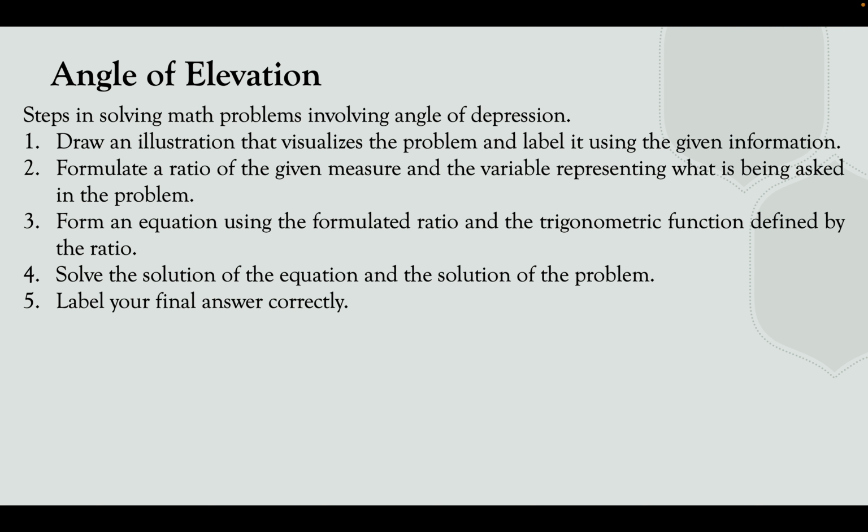Let us recall the steps in solving math problems involving angle of depression. It's the same as in the angle of elevation. First, draw an illustration that visualizes the problem and label it using the given information. Second, formulate a ratio of the given measure and the variable representing what is being asked in the problem. Third, form an equation using the formulated ratio and the trigonometric function that defines the ratio. Fourth, solve the equation and the problem. Last, label your final answer correctly.